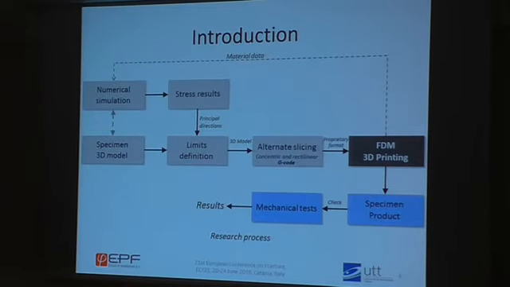So we can see the research process. We begin with a 3D model. We realize the CT specimen. We use the numerical simulation to extract the principal direction of stress to reproduce them through the alternate slicing by 3D printing to realize a specific internal structure and study the mechanical behaviors.